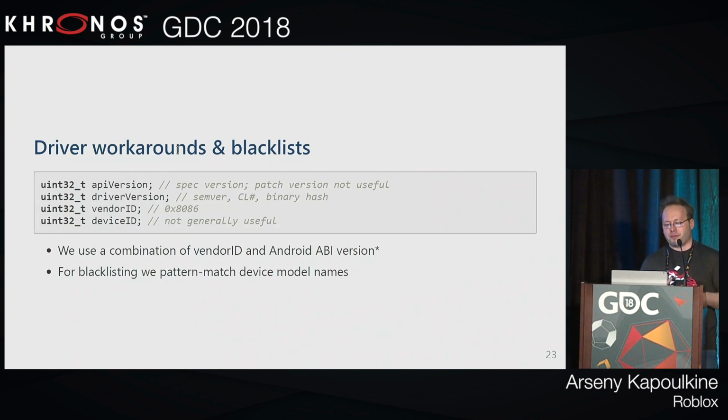Driver version is very painful to work with. Mobile drivers like to put things like the binary hash of the executable, and then we talk to the vendor and say, this is the driver version that we hit this bug on, and they say, we don't know what it means. And vendor ID, did you know that Intel's vendor ID is 8086 in hex? Anyway, device ID is not useful for us because most of the bugs that we have seen are in drivers, not in devices. So we right now use a combination mostly of vendor ID and just Android ABI version.